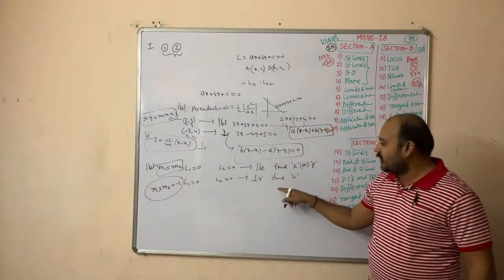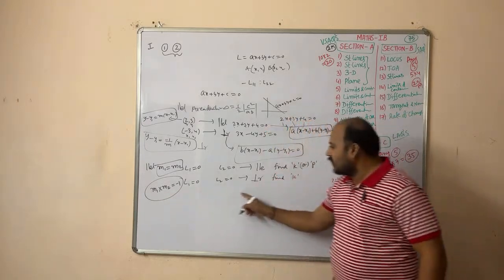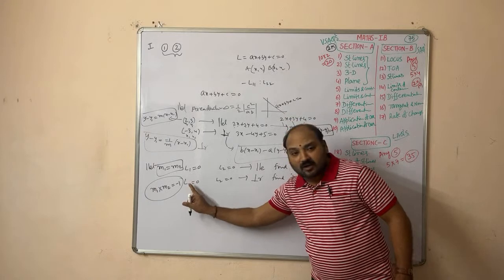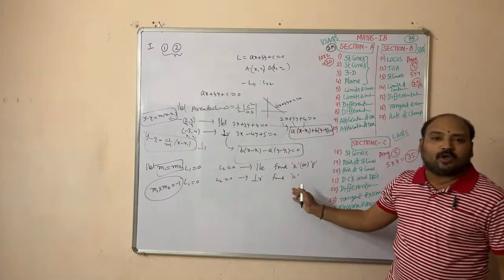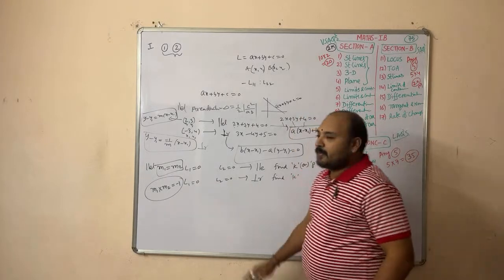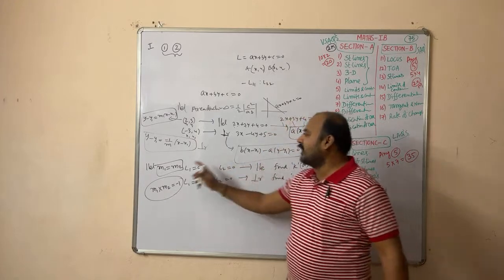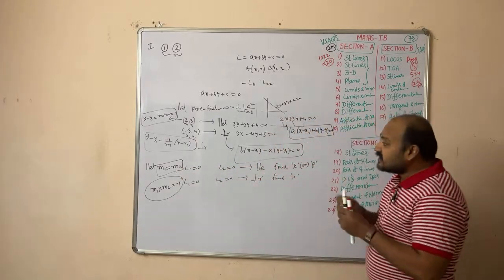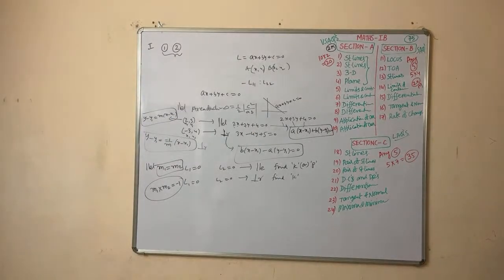If the lines are perpendicular, m1 m2 equal to minus 1. Calculate m1 from line 1, m2 from line 2, and apply m1 m2 equal to minus 1, and you will get it. So when the lines are perpendicular, you can apply this. When the lines are parallel, you can apply this one. So these are the possibilities. And one more possibility is there, I will come to it.